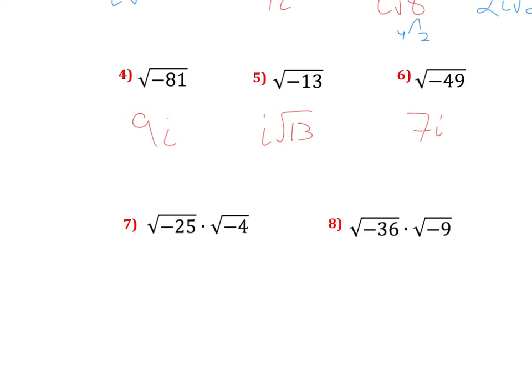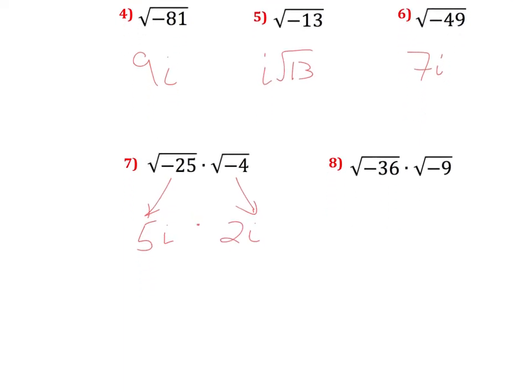So with these, we have to handle each radical separately and then find the product of the results. For number 7, that would be 5i, the square root of negative 25. The negative gives us the i, and the square root of 25 is just 5. The square root of negative 4 would be 2i.